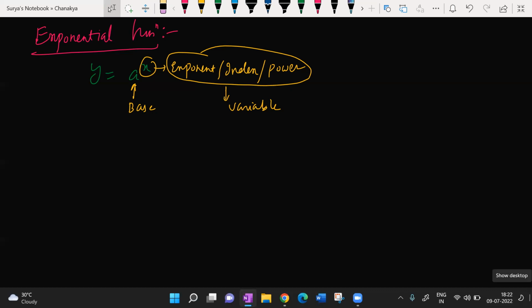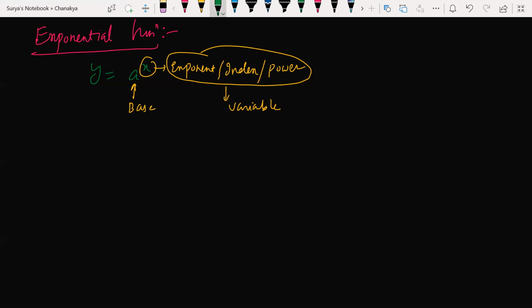What is the condition? Condition is very simple. Look at this here. f of x is equal to a to the power x, where a must be greater than 0 and a should not be equal to 1. Sir, a should not be equal to 1, a should be greater than 0, you are saying. Why can't a be 1 here? If I substitute a value as 1, 1 to the power of anything is always going to be 1. It is going to be a constant function now.